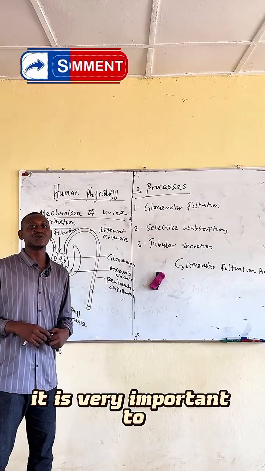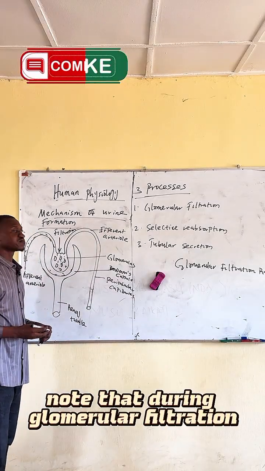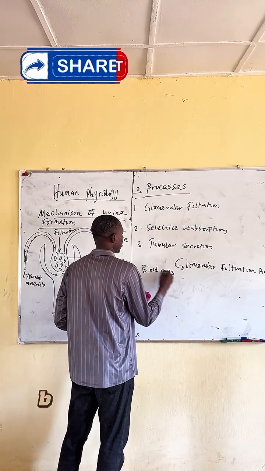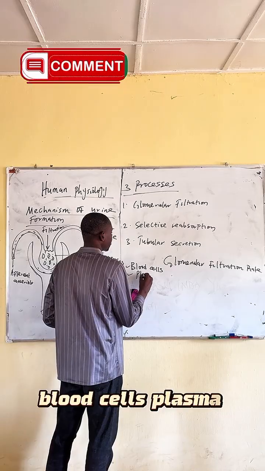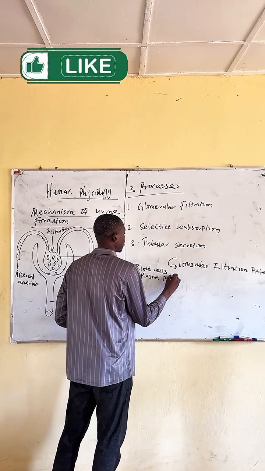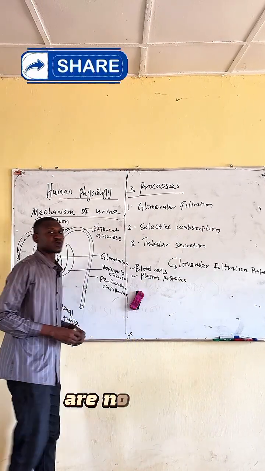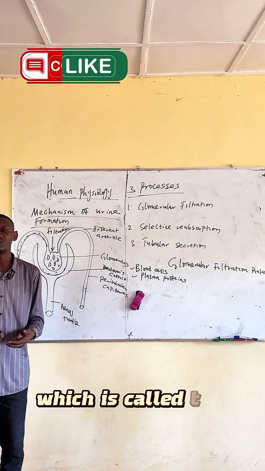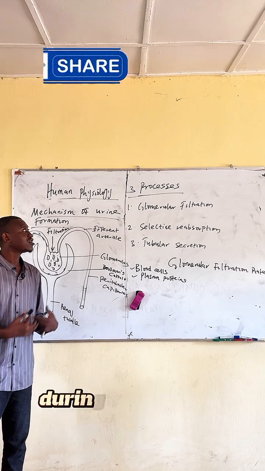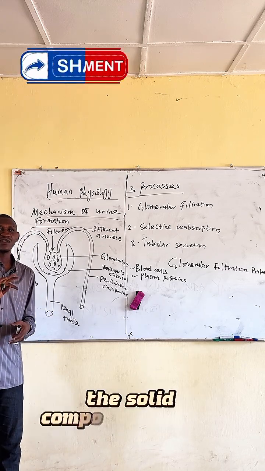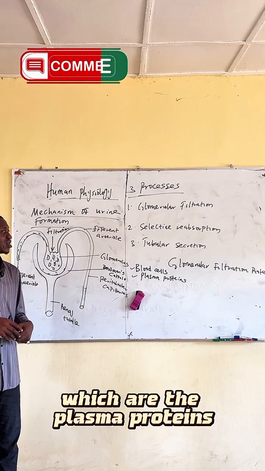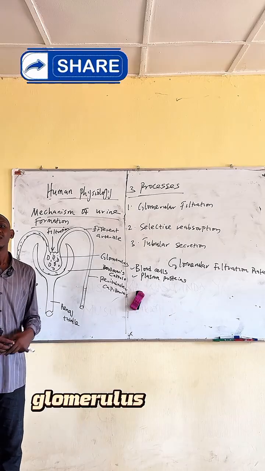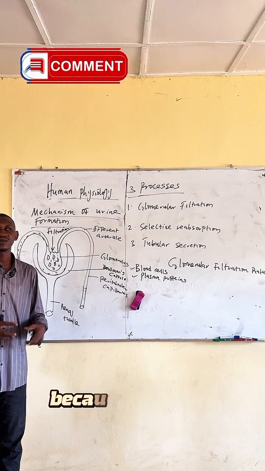It is very important to note that during glomerular filtration, blood cells and plasma proteins are not filtered by the glomerulus. As the liquid component of the blood, which is called the blood plasma, is filtered by the glomerulus, the solid components of the blood, which are the plasma proteins and even blood cells, red blood cells, white blood cells, and blood platelets, can't be filtered by the glomerulus because of their sizes.